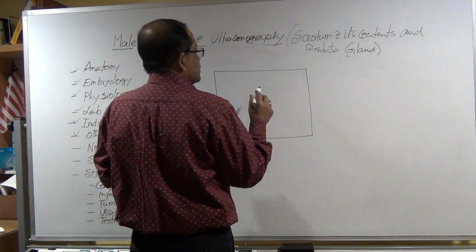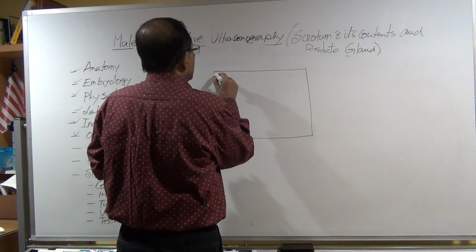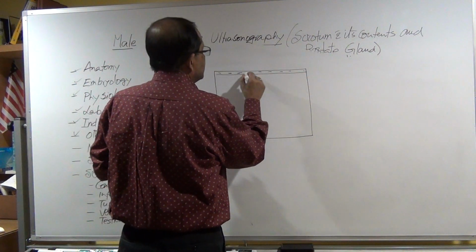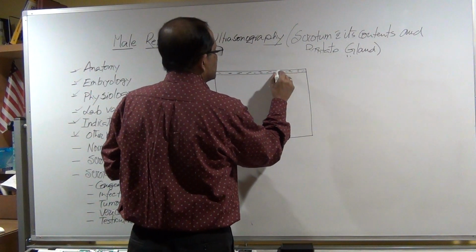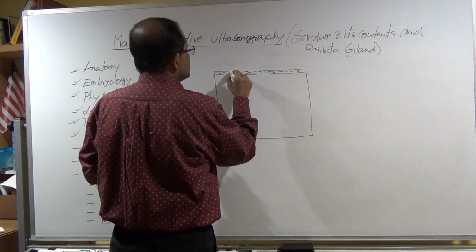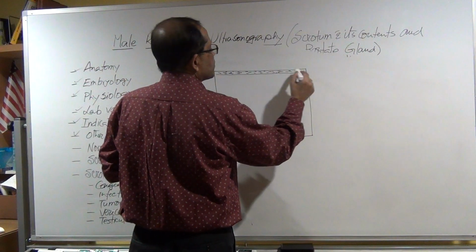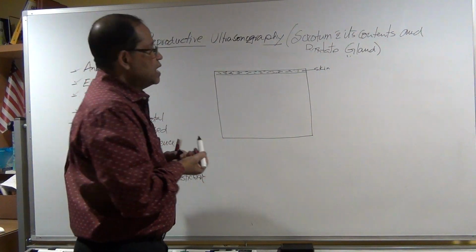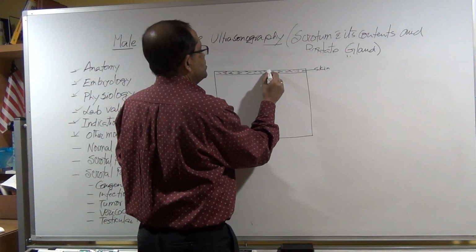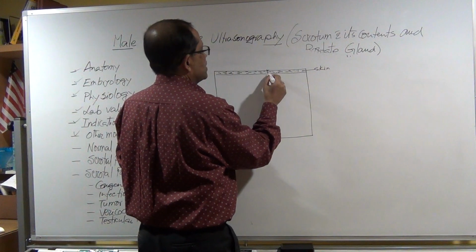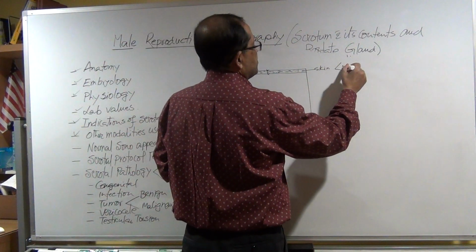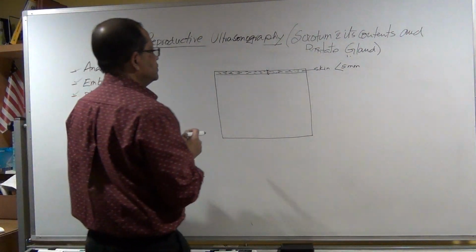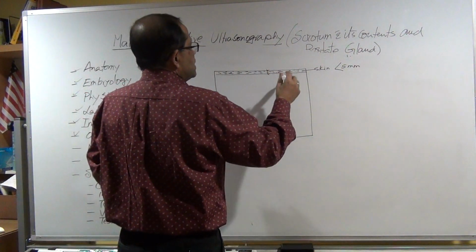So now the first couple of millimeters, this is the skin thickness. This is the skin. If you measure the skin thickness from here to there, it should be less than 5 millimeters.